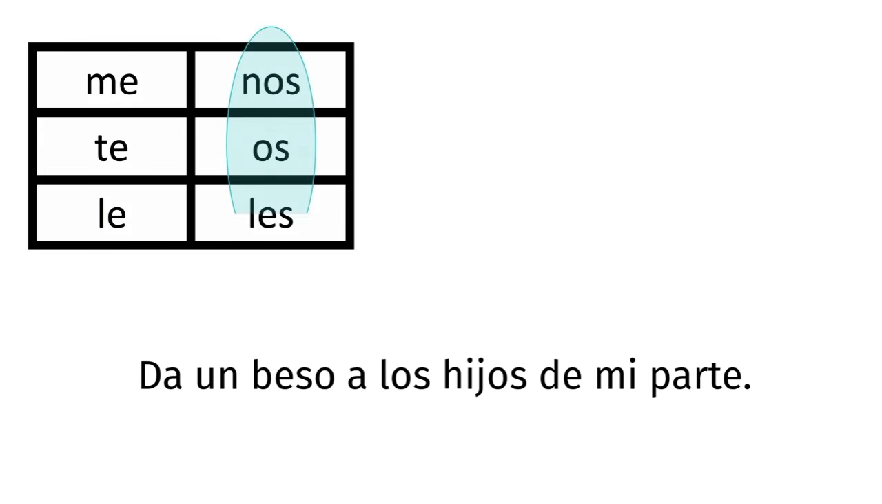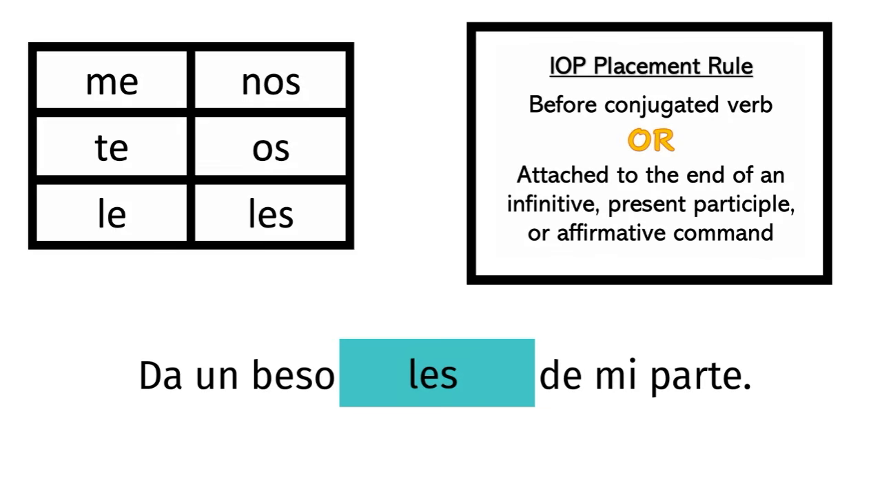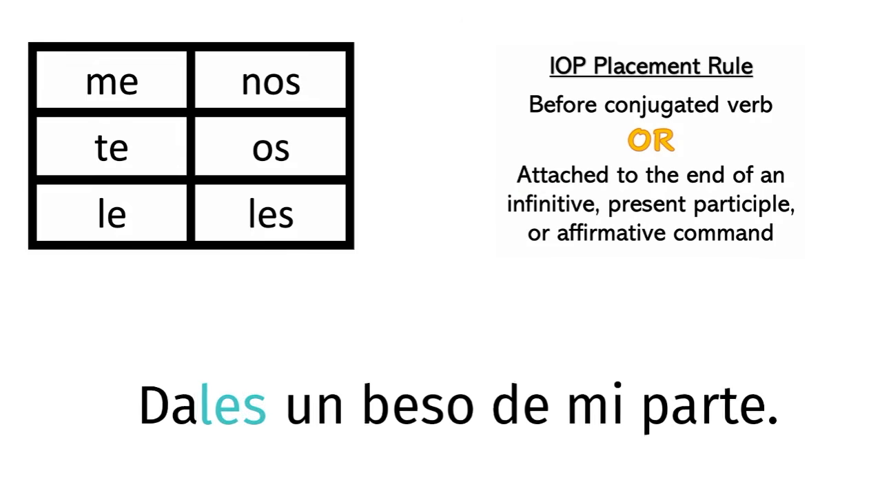Since los hijos, the kids, are plural and third person, the correct pronoun is les. When we put that pronoun in the place of the preposition and the original indirect object, our sentence looks like this. Da un beso les de mi parte, which is still incomplete. The last thing to do is to fix the location. The only verb here is da, which is a command. We know from our rules that indirect object pronouns go attached to the end of commands. The result is dales un beso de mi parte. Give them a kiss from me, or give a kiss to them from me.